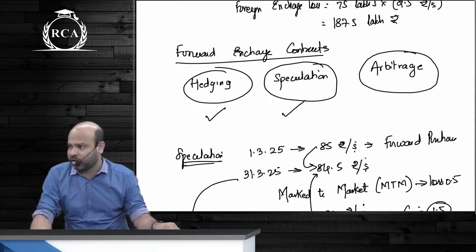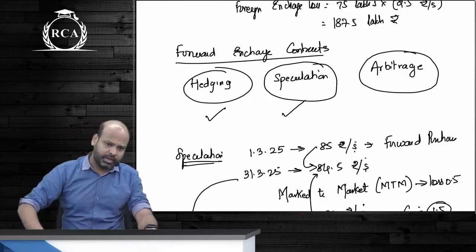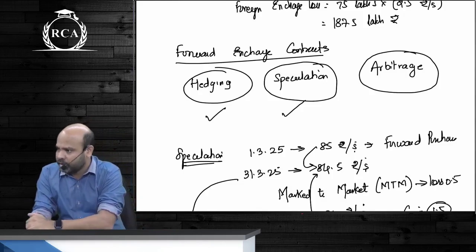You are mitigating your risk. You are avoiding the risk of currency fluctuation. Third one is arbitrage, not a part of our syllabus, wherein you're trying to gain on account of mispricing in two different markets. Is that clear?